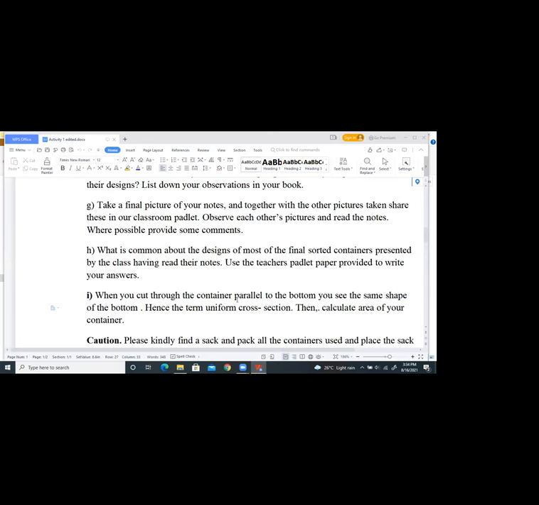So when you look through that bottom, you see that it has a uniform what? Cross section. So it can be circular, it can be rectangular. So depending on what you have, which kind of container you are using now, the sorted container, you are going to get for me the area of your container.